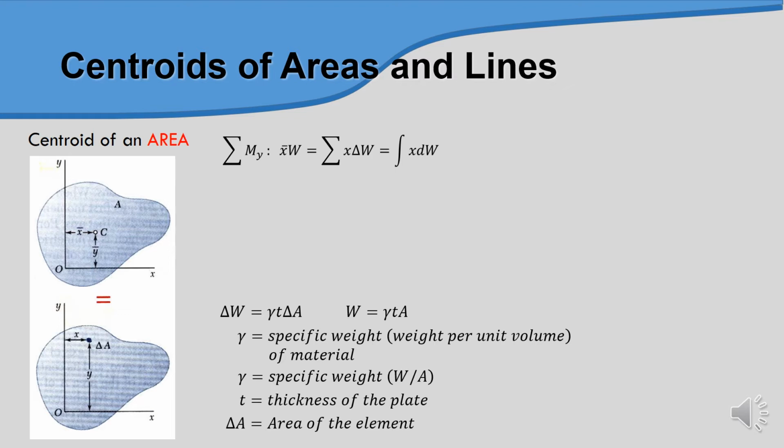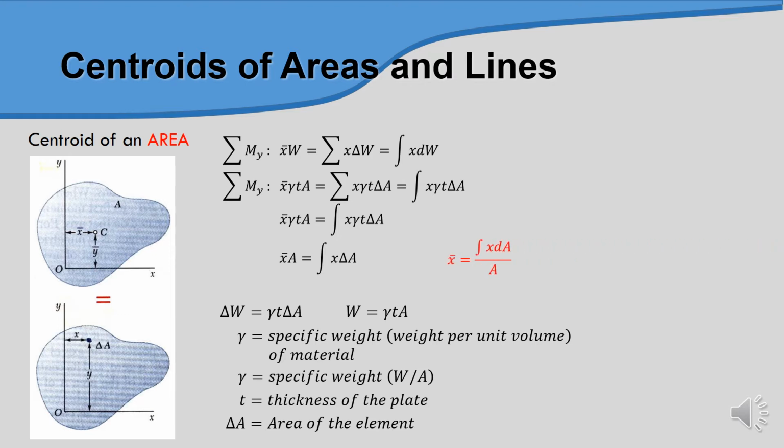This equation we will use to substitute in this formula, and finally we will get this equation consisting of gamma T A and also gamma T delta A. So we can simplify the equation, whereby gamma and T can be cancelled out, and finally we will have x bar A equal to integration of x delta A. So in order to get the value of x bar, we divide the integration of x delta A by A.